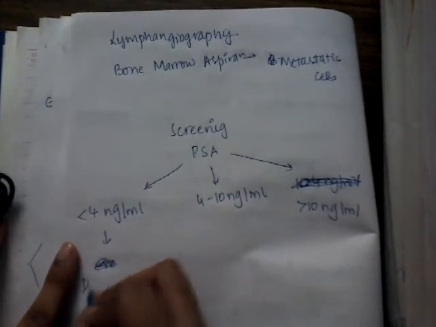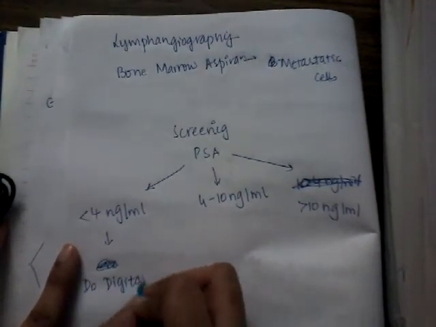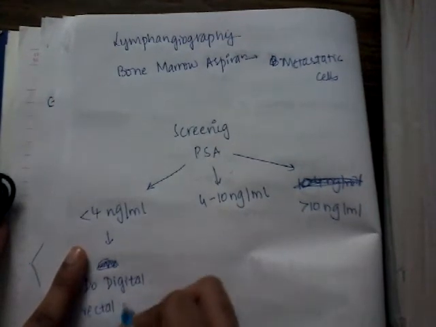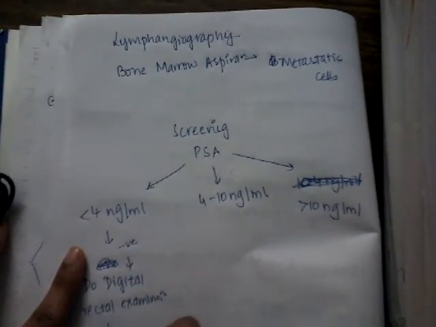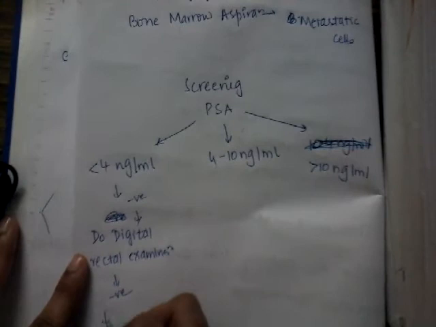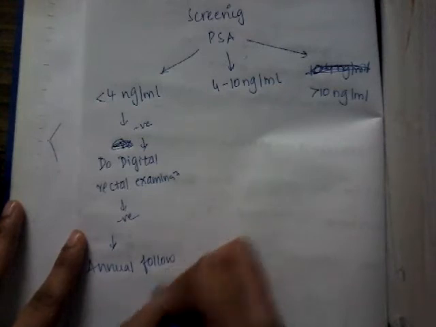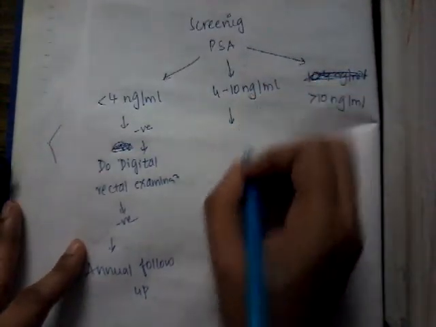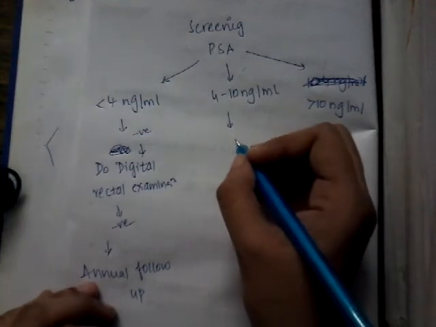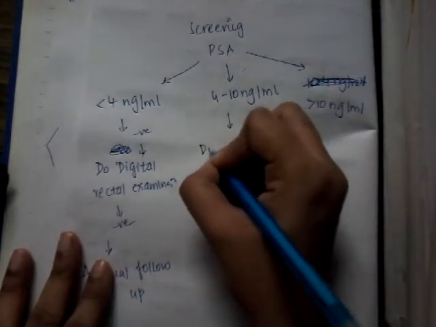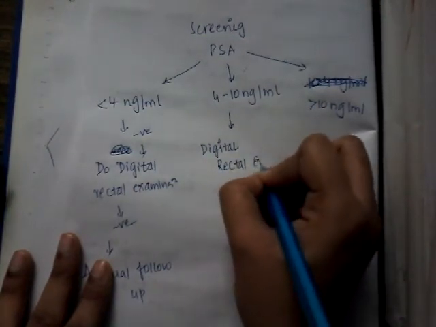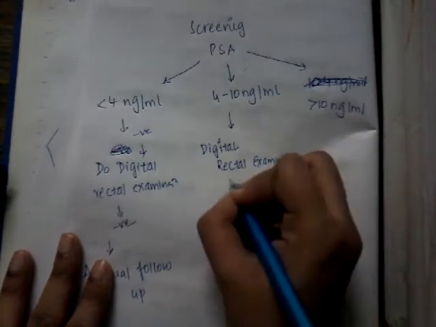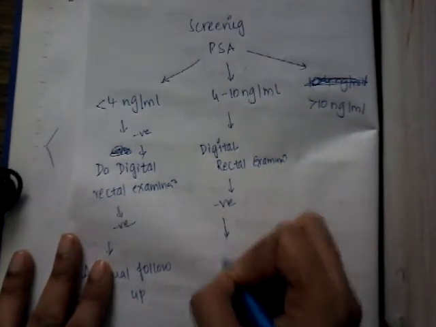Then do digital rectal examination. This is important. If this is basically negative, then you do annual follow-up. If it is 4 to 10, we have suspicion that it may be prostatic carcinoma. So digital rectal examination is done. If negative, then biopsy.